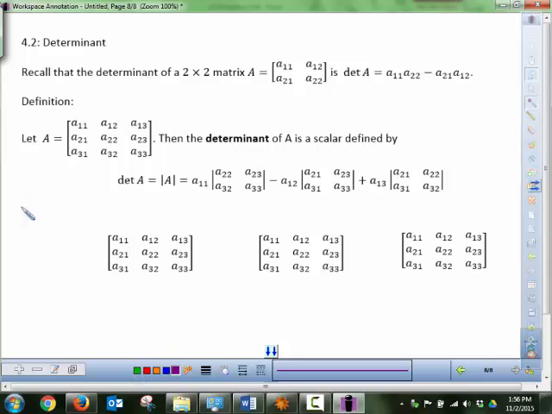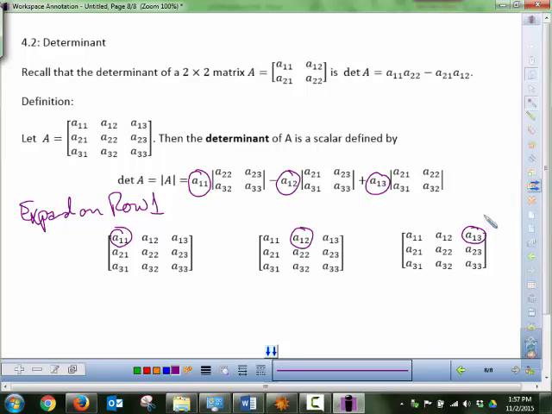They call it expanding. Expand on row 1. By expanding on row 1, if you notice these numbers here, these numbers are along the first row. Now, you can expand on row 1, but technically you can expand on any row and any column of a matrix. In this example, they're just talking about expanding on row 1.